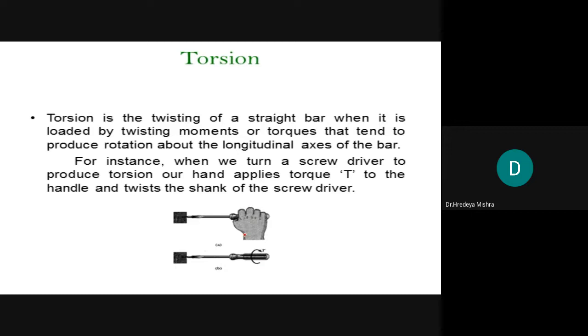This is the screwdriver, and whenever we tighten or loosen a screwdriver, then we also use the torsion application. Torsion is the twisting of a straight bar when it is loaded by a twisting moment or torque that tends to produce rotation about the longitudinal axis of the bar. For instance, when we turn a screwdriver to produce torque, our hand applies the torque to the handle and pushes the shank of the screwdriver.